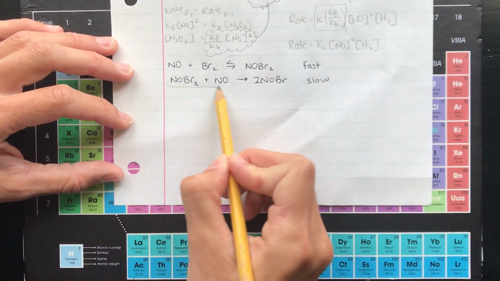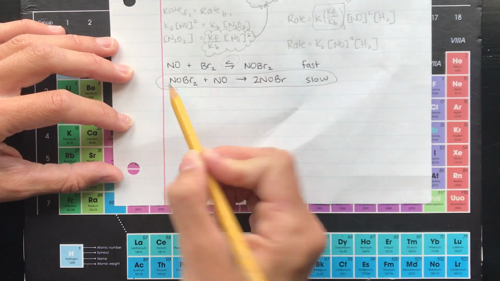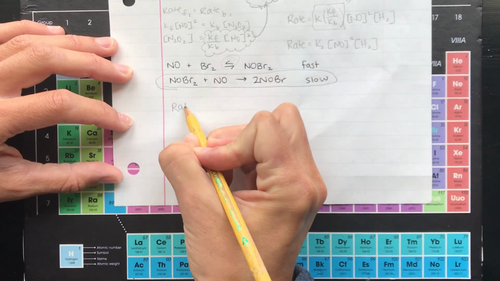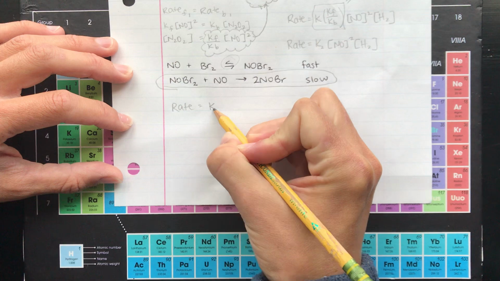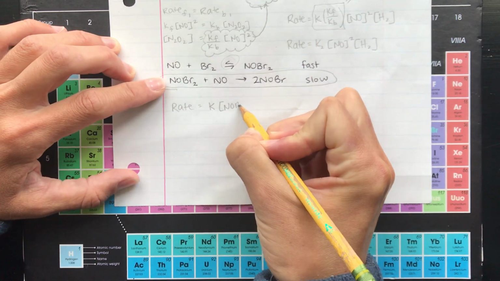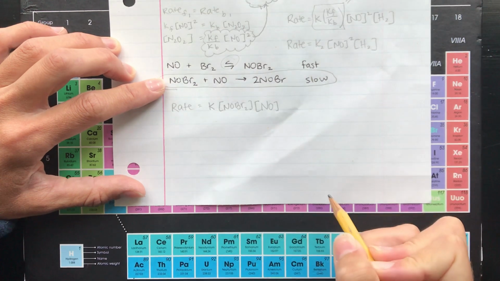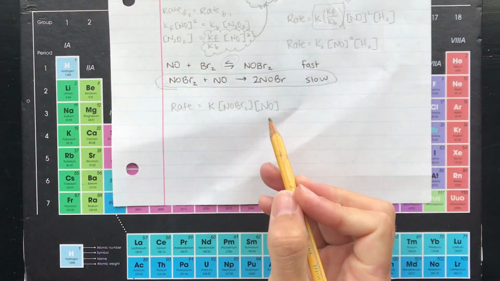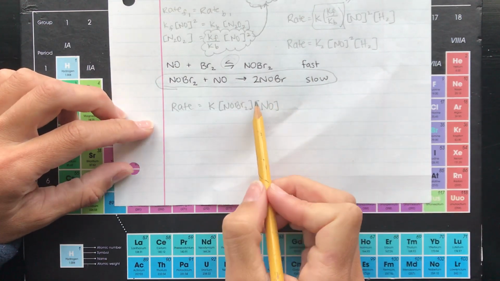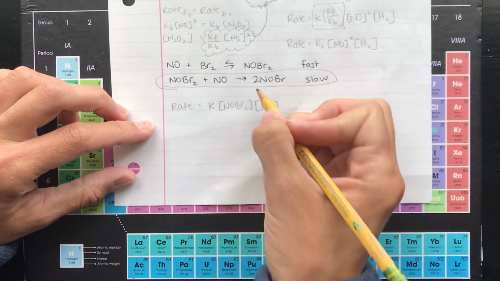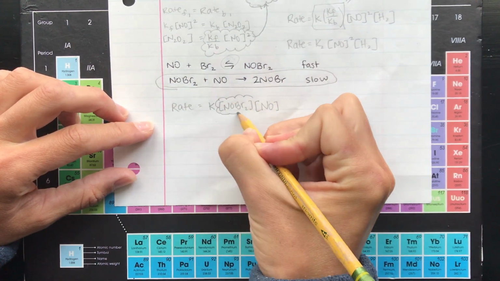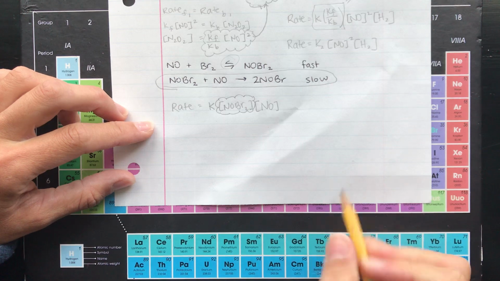So this is my rate determining step. Let's write a rate law. K NOBr2, there's one of them, and NO is one of them. That's fine, it's correct, but it's not best practice because this NOBr2 is an intermediate. So I want to try to get rid of it.